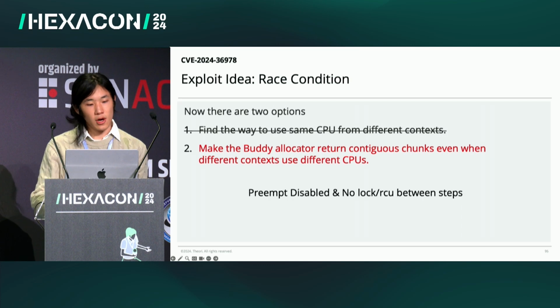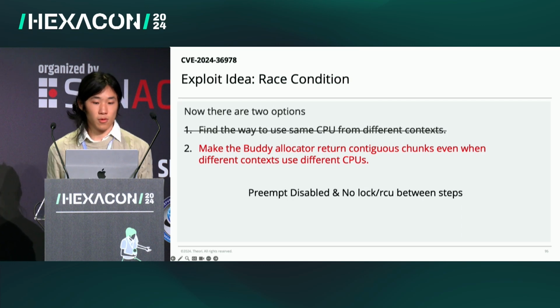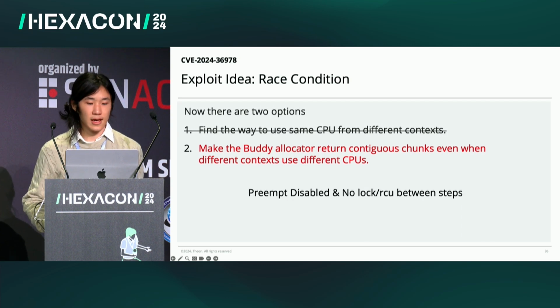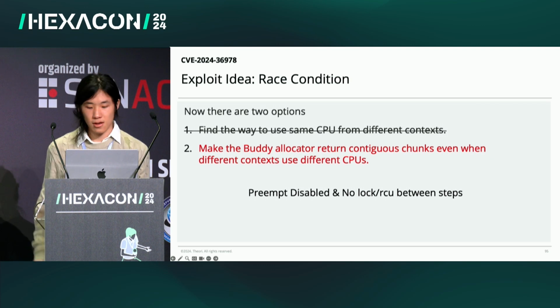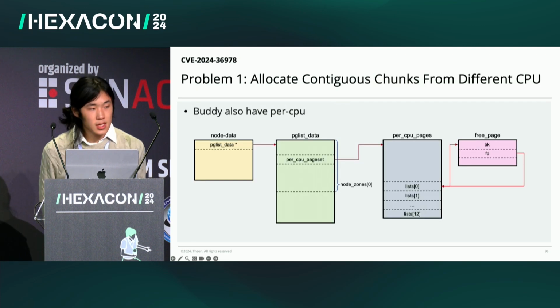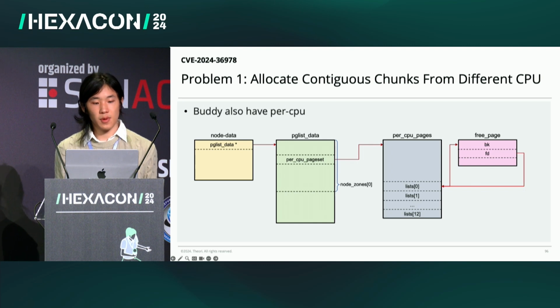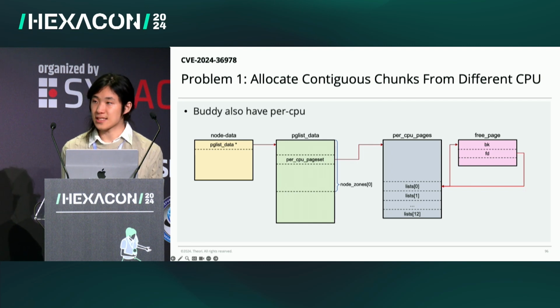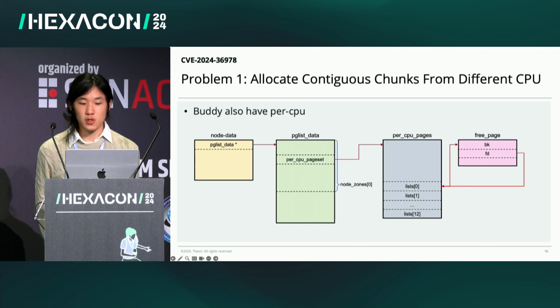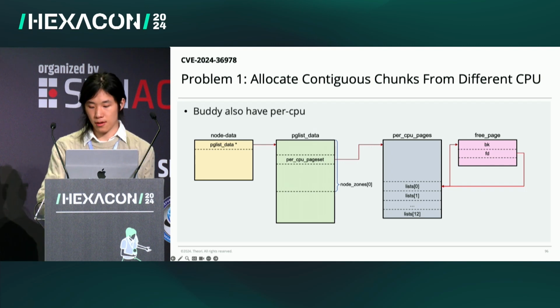Because there are preempt-disabled sections and there are no locks or RCU between steps. Let's see the buddy allocator. If you see the buddy allocator, there are per-CPU lists like the slab. The node data's per-CPU pageset has each list of the buddy allocator. So pages of each order are allocated from those lists.